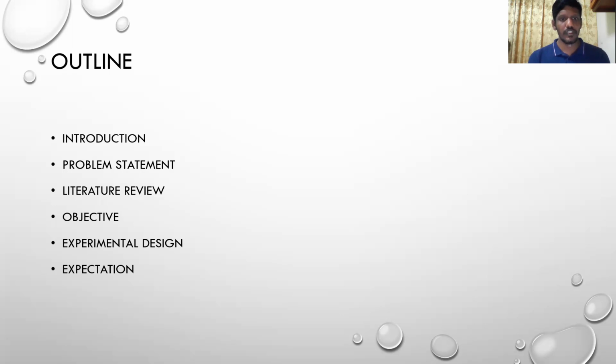And the following one is the experimental design. I'll briefly explain the process flow of the experiment and the setup, as well as the methodology behind the analytical method. And last is the expectation. The outcome of the experimental result should be in the expected range, and the questions raised during the earlier stage of the experiment should be answered at the end of the experiment.